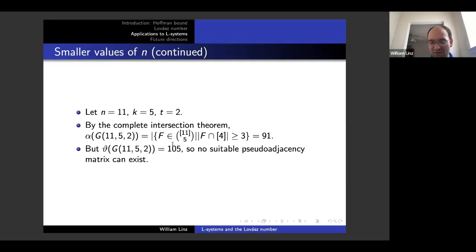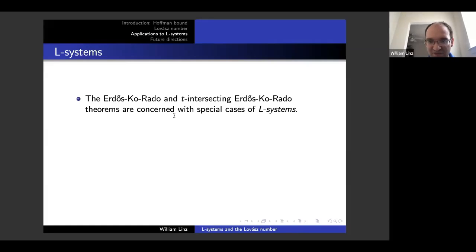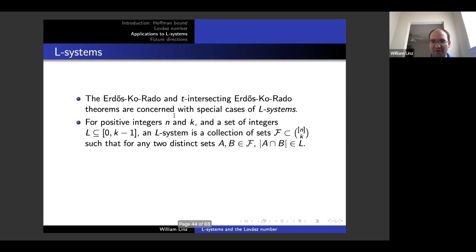Okay, so part of the talk was about L-systems. If you haven't seen L-systems before, Erdős-Ko-Rado and t-intersecting Erdős-Ko-Rado are concerned with special cases of these L-systems. What an L-system is: if you give me two positive integers n and k, and you take some set of integers L between 0 and k minus 1, an L-system is just a collection of sets F that are k-element subsets of a set of size n, such that if I take any two distinct sets in the family, their intersection size is contained in the set L.